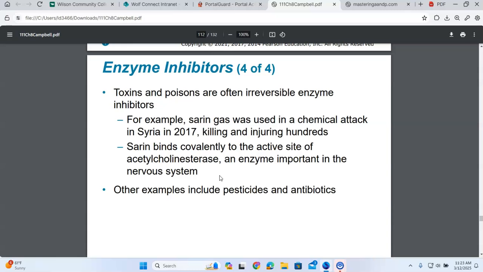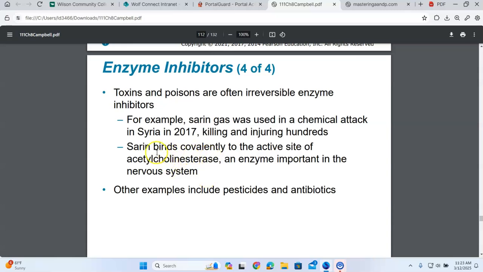It breaks down ACh, acetylcholine, which is a neurotransmitter in the nervous system. So in other words, it stimulates nerve impulses.